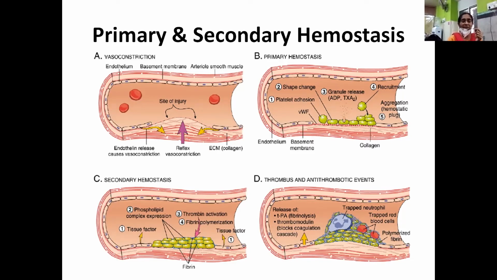Whenever the subendothelial collagen is exposed, the tissue factor is also exposed, and when this tissue factor comes into contact with factor 7 in circulation, factor 7 is activated, and via the extrinsic pathway, you will get thrombin formation. This thrombin, which is already formed, is a potent initiator and activator of all other coagulation factors, so that the subsequent major thrombin formation occurs through the intrinsic pathway, and the final fibrin clot is formed. So that is the primary and secondary hemostasis.